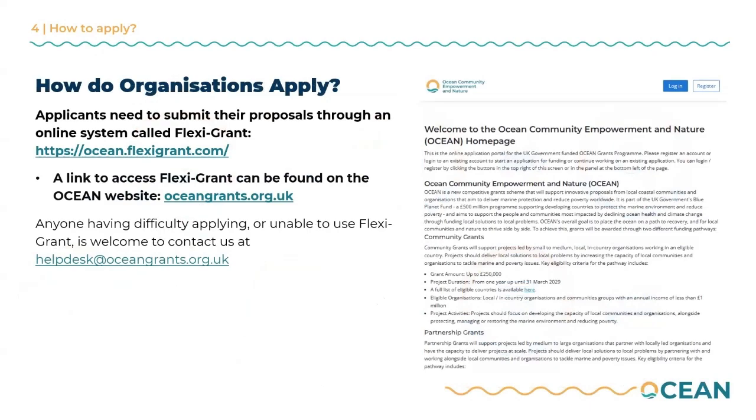So looking at how organisations apply, as we said, all applications need to be submitted through FlexiGrant. The link can be found on our website at oceangrants.org.uk. The link will take you through to the FlexiGrant page, which you can see on the right-hand side of the screen here. And at the top right corner, you can log in or register. If you have an account from round 1 and are unable to log in, please email the help desk and we should be able to reset your account so that you can log in.